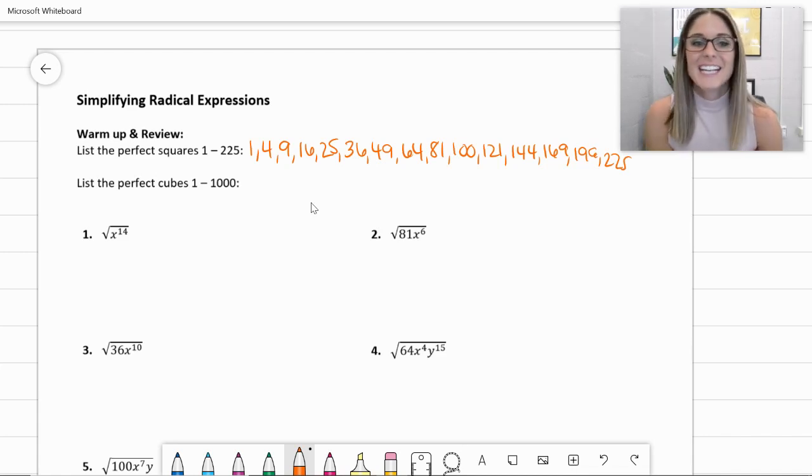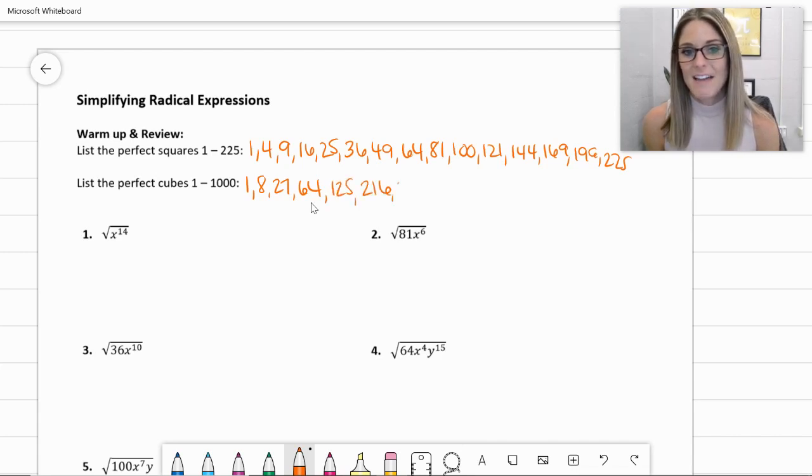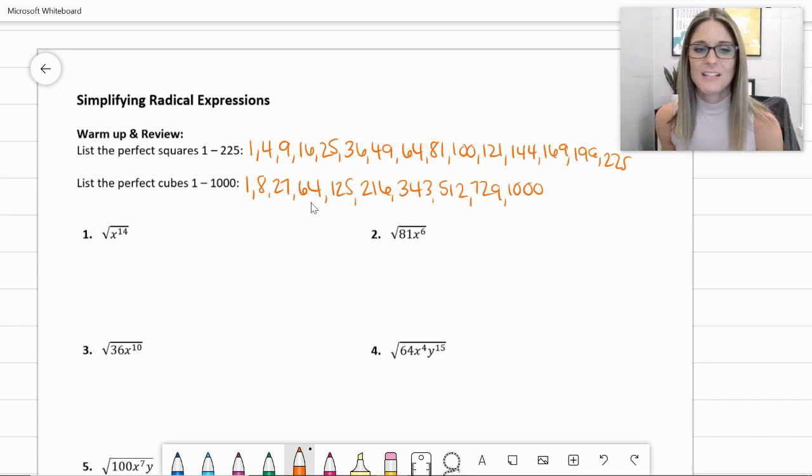15 times 15. Our perfect cubes, 1 times 1 times 1 is 1. 2 times 2 times 2 is 8. 27. 4 is going to be 64. 5 is 125. 6 is 216. 7, 343. 8 is 512. 9 is 729. And 10 makes 1,000. So now we can look at simplifying our radicals.